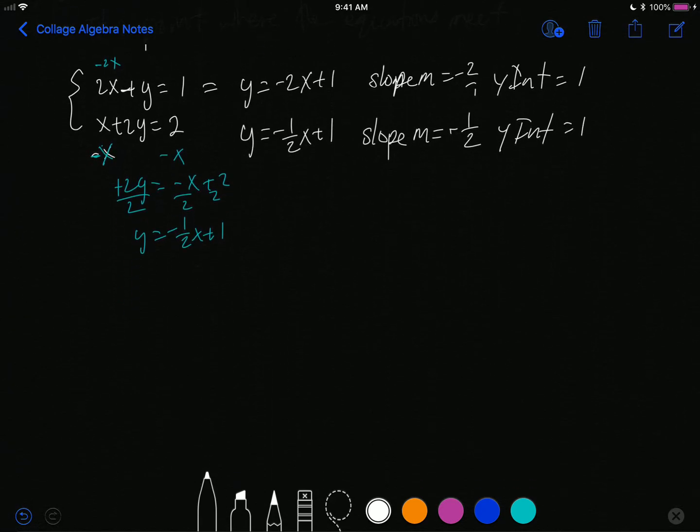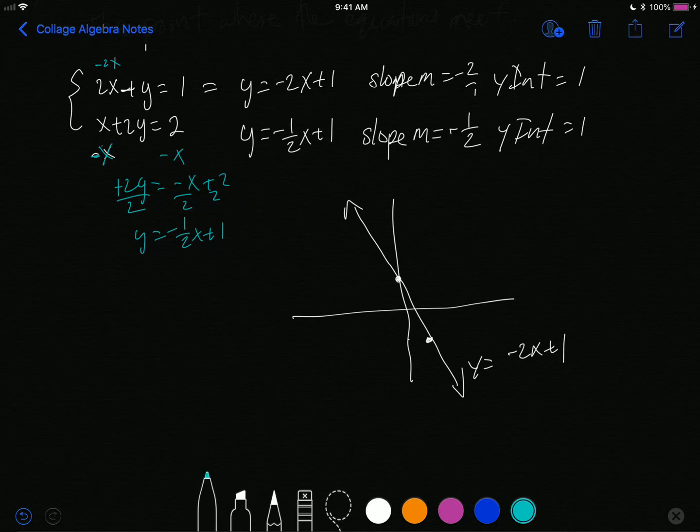So if I was to graph these two lines, well, the first line has a y-intercept of 1 and a slope of negative 2 over 1. So I'm going to go down 2 and then over 1. And so this is going to be my first line, y equals negative 2x plus 1. And then my second line, I have a y-intercept at 1, and then my slope is, I go down 1 and over 2. And so my second line looks like this.